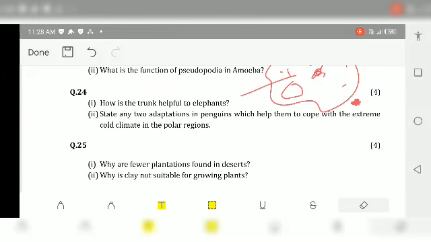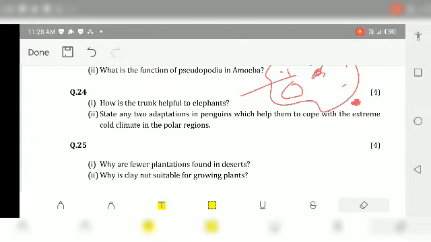The trunk answer: the trunk is helpful to the elephant in the following ways. It imparts a strong sense of smell to the elephant. It helps them to spray water on their back to keep them clean and cool. Elephants breathe with the help of the trunk. Elephants grasp their food and suck water with the help of their trunk.